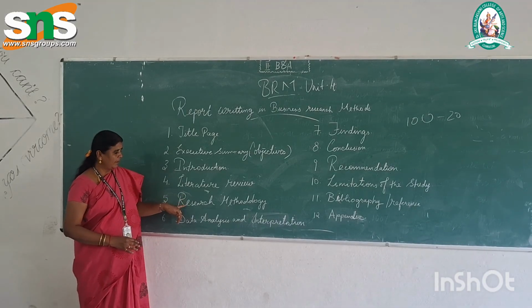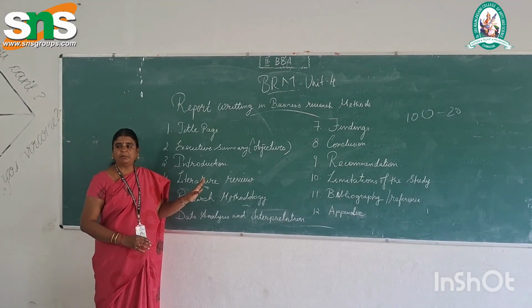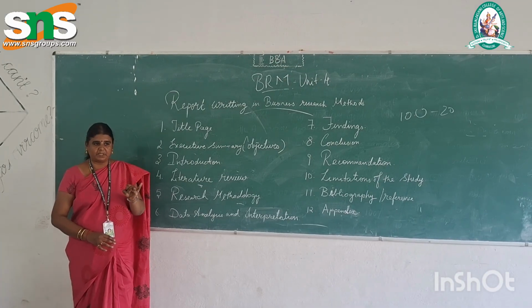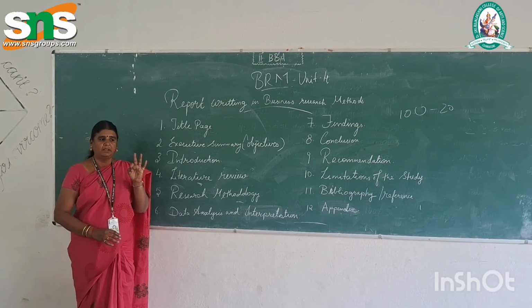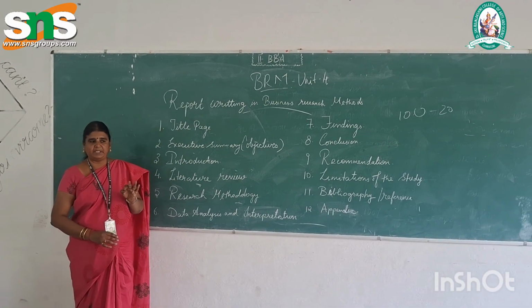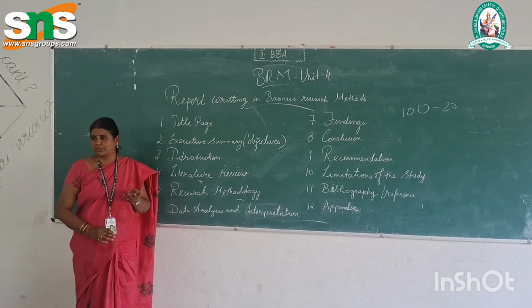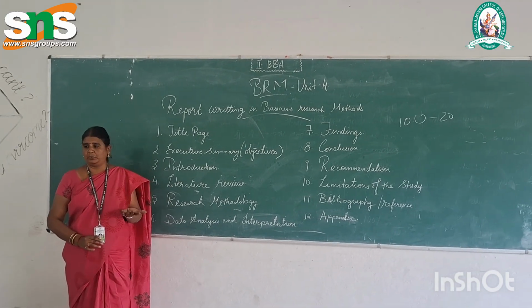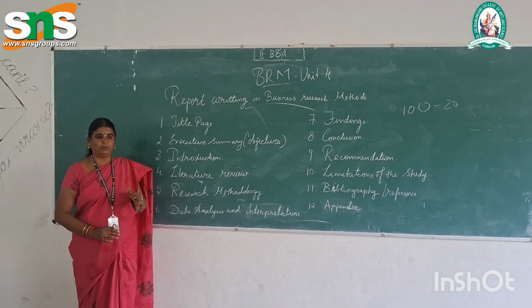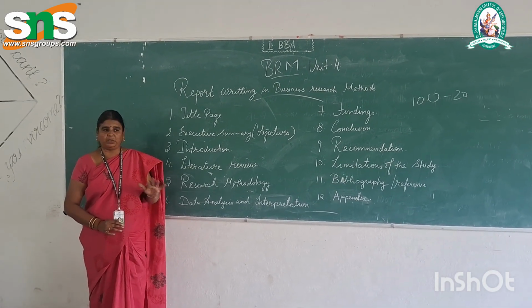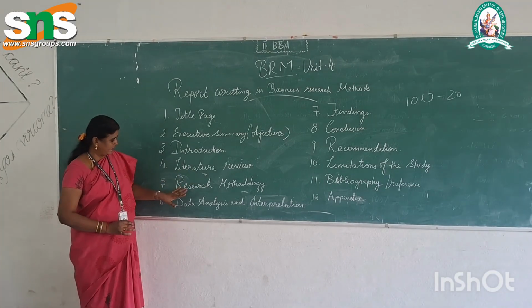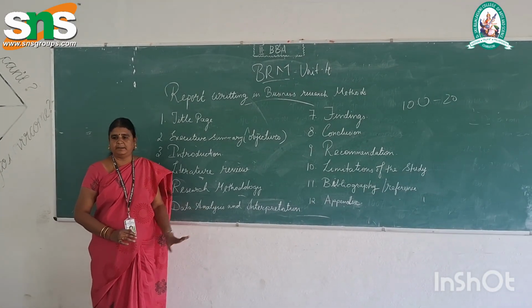The next one, research methodology. What methodology are we using? That is the population, sample size, sample methods, probability or non-probability sampling, and how we are going to choose the people, how many respondents, and what tools we are using, whether simple percentage or ANOVA, chi-square. Everything should be included in the research methodology. The next one is data analysis and interpretation.